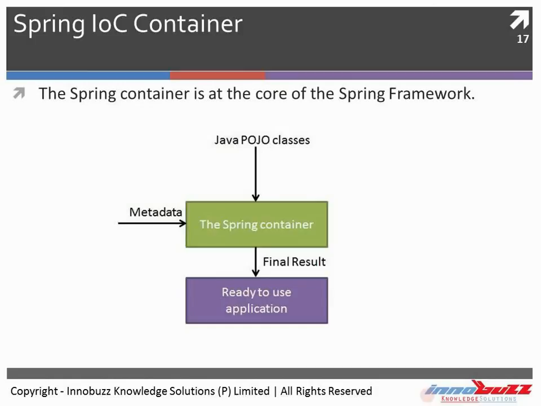their life cycle. So in this figure, if you see, the container gets its instructions on what objects to instantiate, configure, and assemble by reading the configuration metadata provided. The configuration metadata can be represented either by XML, or by Java annotations or Java code. So this diagram is a high-level view of how Spring works. The Spring IOC container makes use of Java POJO classes and configuration metadata to produce a fully configured and executable system or an application.